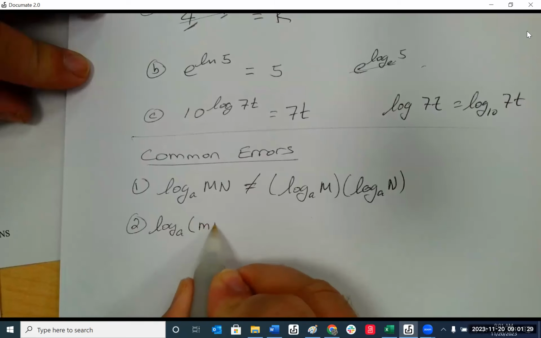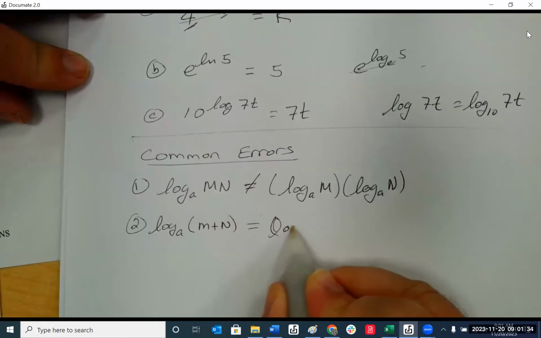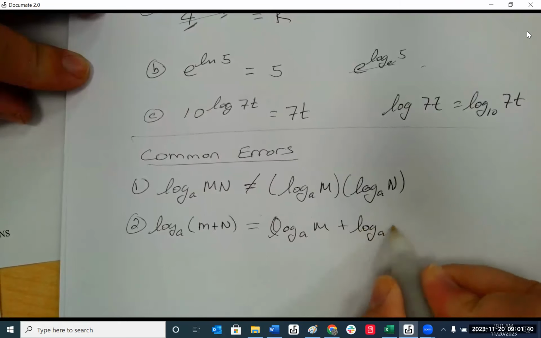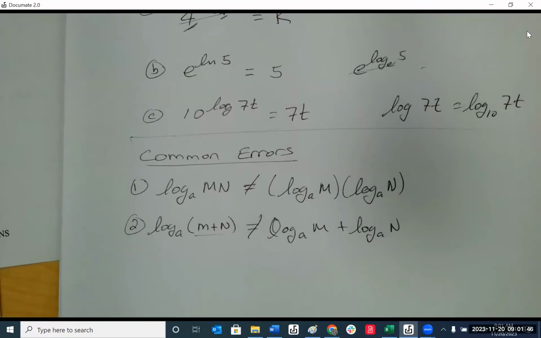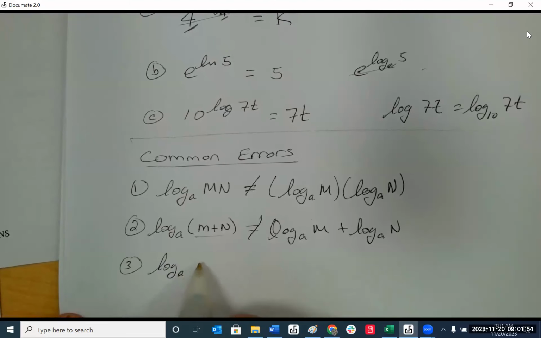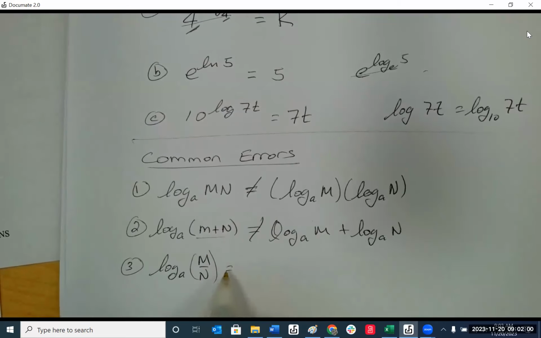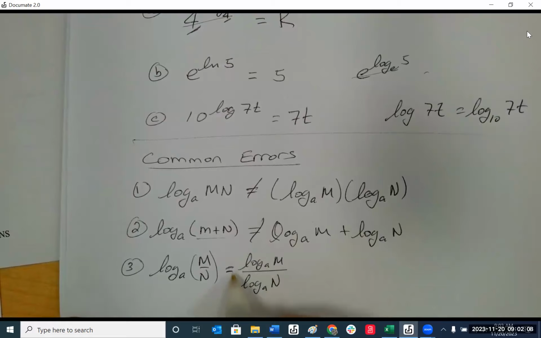Log base a of m plus n equals log base a of m plus log base a of n. That's also not true. You cannot take the log of a sum. You can't split that up. The quotient rule, log base a of m over n is not the same thing as log base a of m over log base a of n. That's not the same thing.